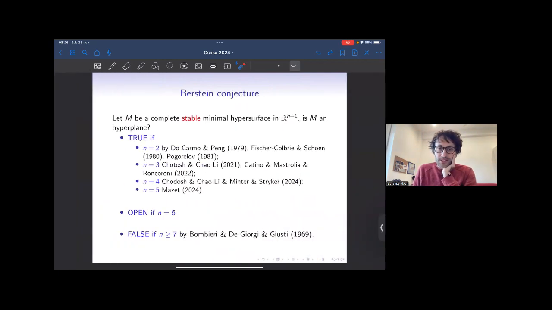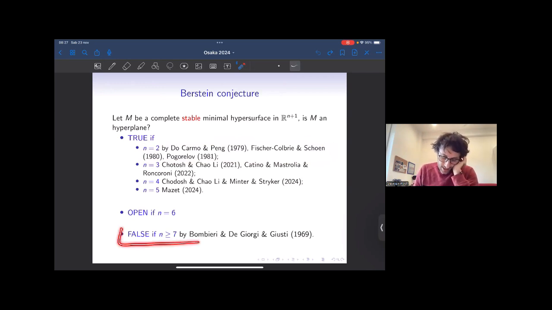A very important problem in this setting is the so-called Bernstein problem. The ambient space now is the Euclidean one, and we know that hyperplanes are minimal, and it's easy to prove that they are stable too. So people starting from Bernstein tried to understand if they are the only stable minimal hypersurfaces in Euclidean space. This is very interesting: the answer depends on the dimension. A classical result says that this Bernstein conjecture was true. So the only complete minimal stable hypersurfaces in R^3 are hyperplanes.